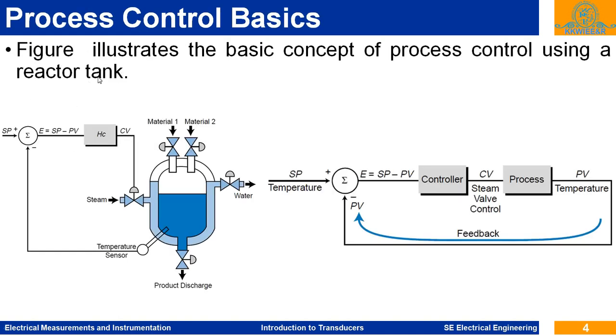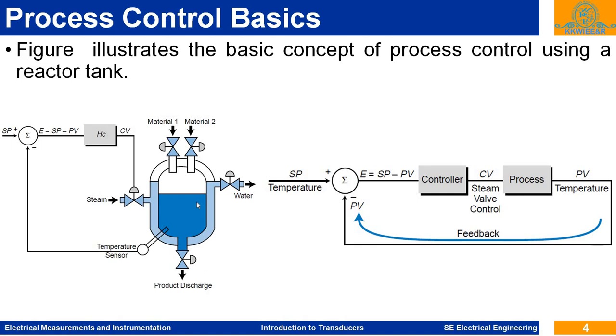So we start with process control using a reactor tank. This is used in the pharmaceutical industry to mix different components for liquid medicine. There are two different material input pipelines with control valves, and the liquid is mixed and heated to a certain temperature.